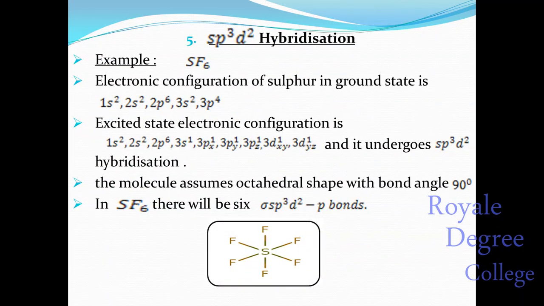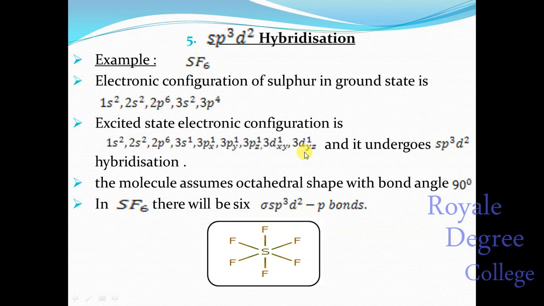Now we'll talk about sp3d2 hybridization. The example here is SF6, sulfur hexafluoride. Here you can see the figure. Sulfur is present at the center. And how many fluorine atoms? 6 fluorine atoms are present around the sulfur. The electronic configuration of sulfur in the ground state is 1s2, 2s2, 2p6, 3s2, 3p4. The excited state electronic configuration is 1s2, 2s2, 2p6, 3s1, 3px1, 3py1, 3pz1, 3dxy1, 3dyz1.